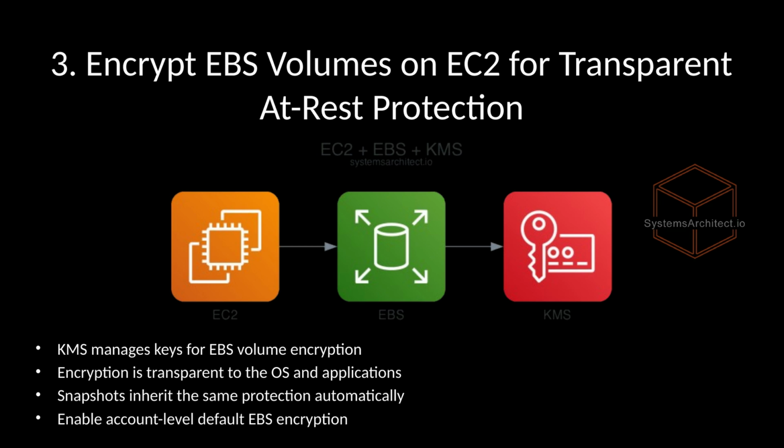Block storage is easy to overlook since its encryption happens beneath the operating system. KMS manages the keys behind EBS volume encryption, so every write and every snapshot is protected automatically. Applications interact with an encrypted volume exactly like an unencrypted one. KMS handles key generation and decryption behind the scenes. This is foundational in regulated industries. Enable account-level default EBS encryption so no new volume ever slips through unprotected.